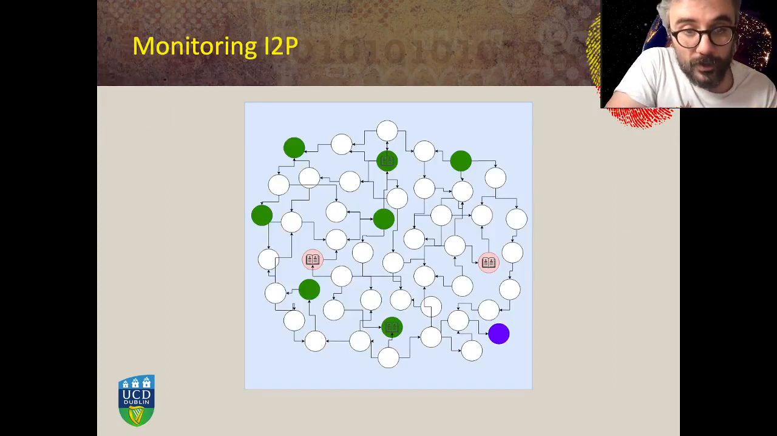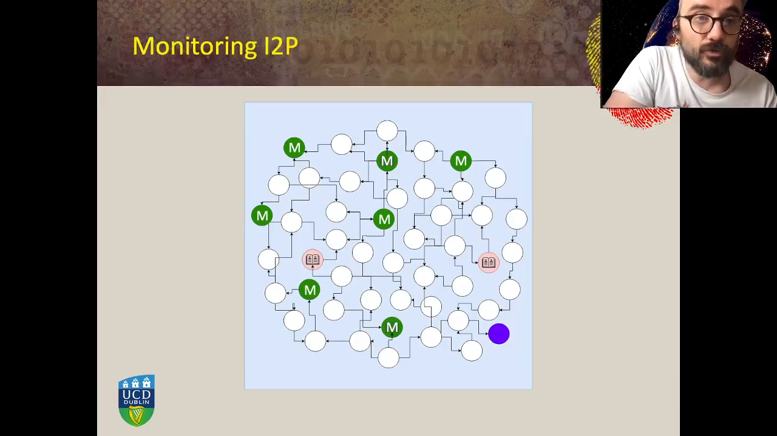And we then deployed a monitoring infrastructure on the I2P network. So we deployed a number of nodes on the I2P network. And these nodes were collaborating with the network, and each day they were interacting with a number of other nodes. So they had knowledge of a number of other nodes connected to the network. And this monitoring infrastructure was taking snapshots every minute of which nodes were available on the network and which were not.